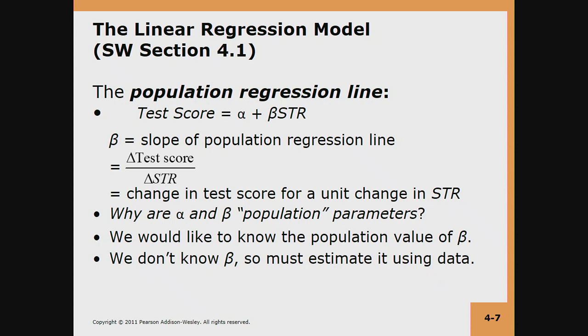Alpha is going to be a whole number. It's a number that we're going to estimate, which is why it has a variable right now. And likewise, beta is the slope of the population regression line. That's going to be the effect of a 1 unit change in the student-teacher ratio on the test scores. We're trying to figure out what the population value of beta is. We don't know beta, so we're going to estimate it using the data.